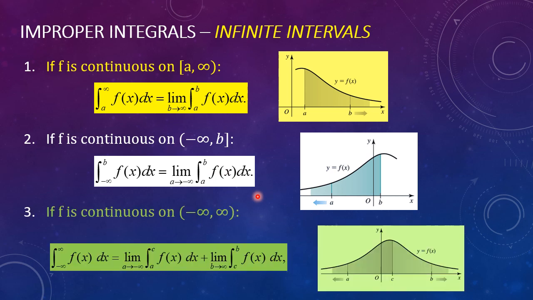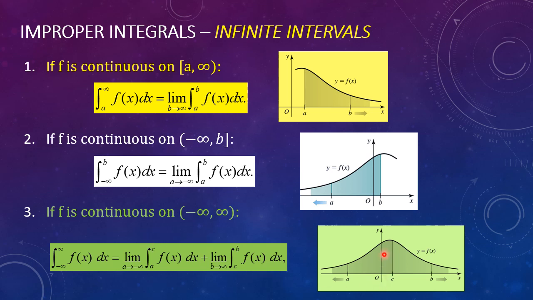And then the last case is when you have a function that's continuous from negative infinity to positive infinity. And here what we're going to do is use the idea that the sum of two integrals is equal to the integral of a sum. What we're actually doing is separating the integral from negative infinity to infinity into the integral from negative infinity to a chosen point, and then from that chosen point to infinity.